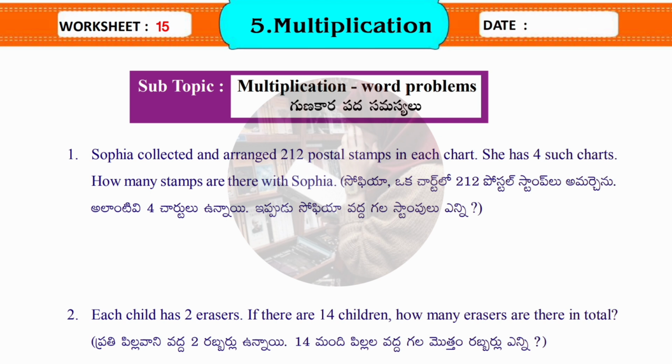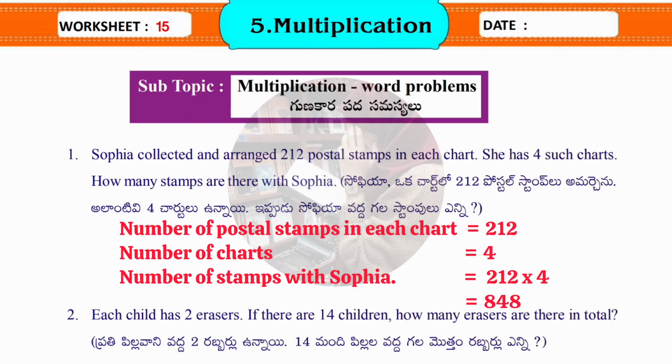Okay, let's see the answer. Number of postal stamps in each chart. How many postal stamps did Sophia paste in one chart? In one chart, she pasted 212 postal stamps. Then, number of charts. How many charts are given in the question? There are 4 charts. Write down 4.